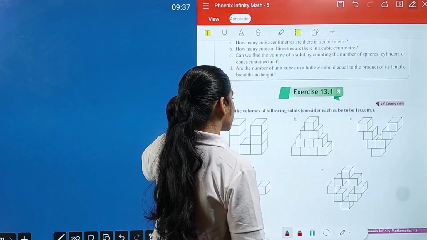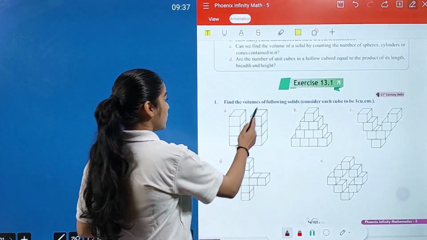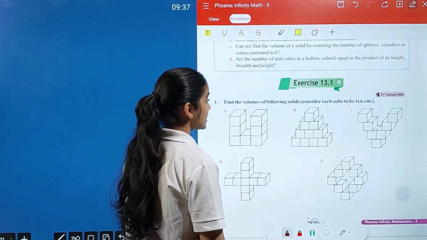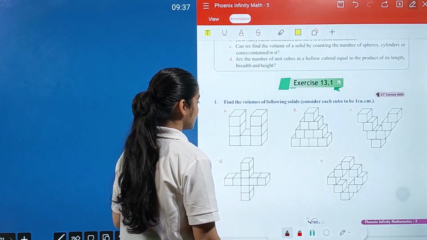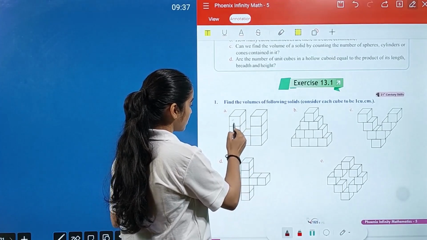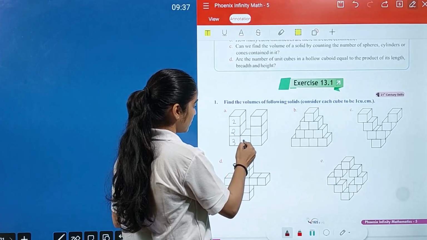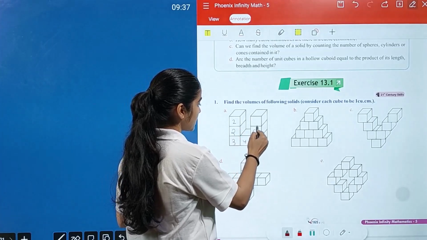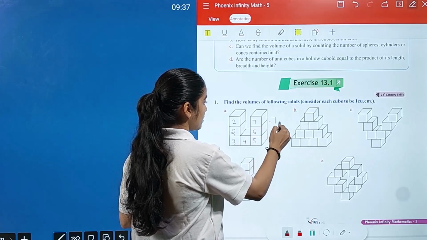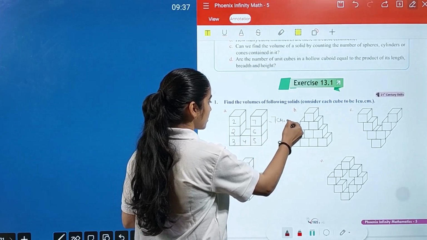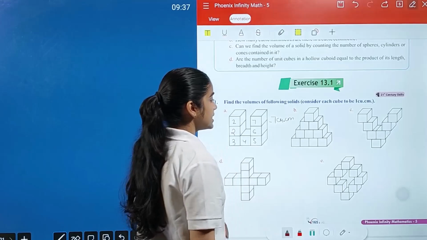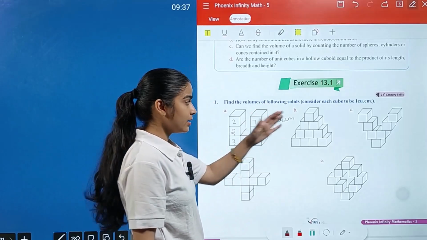So now we have our exercise 13.1. Find the volumes of the following solids. Consider each cube to be 1 cubic centimeter. 1, 2, 3, 4, 5, 6, 7. So 7 cubic centimeter is your answer. In the same way, you can count them and write your answer.